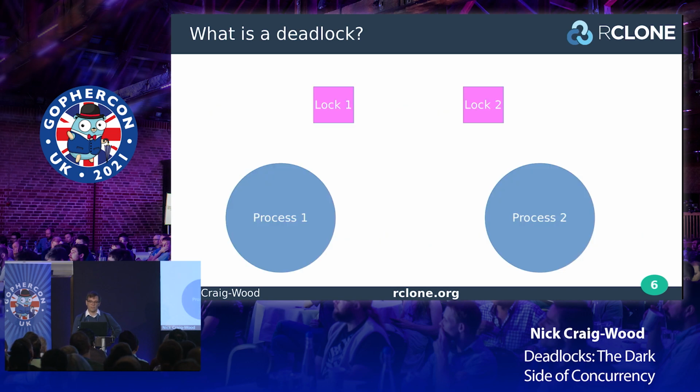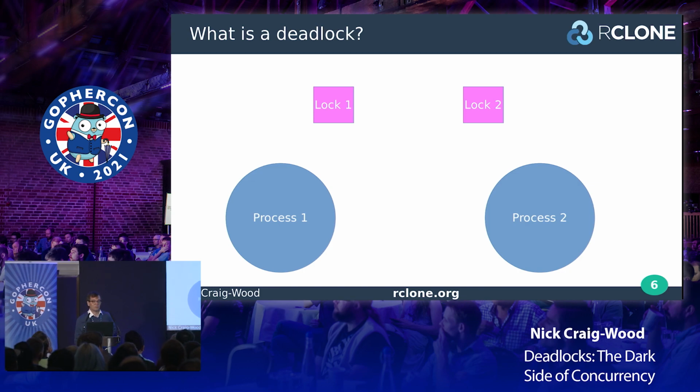So let's go through a deadlock in diagram form. Here we have two Go routines, the blue circles, labeled process 1 and process 2, and two locks, the pink squares. Each lock could be a sync.Mutex, or a read-write mutex, or maybe even a write to a channel. The exact mechanism for deadlocks isn't important. The first step is process 1 takes lock 1. All good so far. The next step is process 2 takes lock 2. Again, all good, nothing to see here.